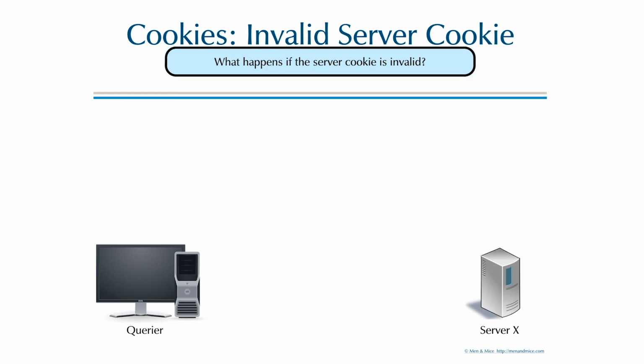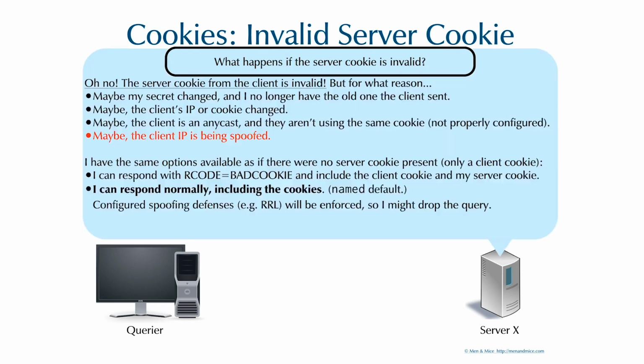What happens if the server cookie is invalid? Now the server has a problem. There are several reasons that the server cookie that just arrived in the query could be invalid, and it has to figure out why. It's like, oh no, why is it invalid? Well, look, maybe its secret changed. Yeah, well, my secret did change, but I've saved my last several secrets, and I've run the algorithm to pseudo-random generation, and none of those old server secrets generate the proper server cookie. This is spoofing.